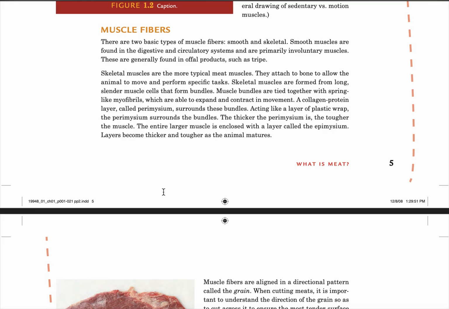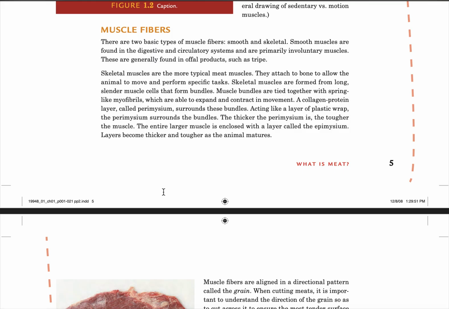They attach to bone to allow the animal to move and perform specific tasks. Skeletal muscles are formed from long, slender muscle cells that form bundles. Muscle bundles are tied together with springlike myofibrils, which are able to expand and contract in movement. A collagen protein layer called perimysium surrounds these bundles, acting like a layer of plastic wrap.